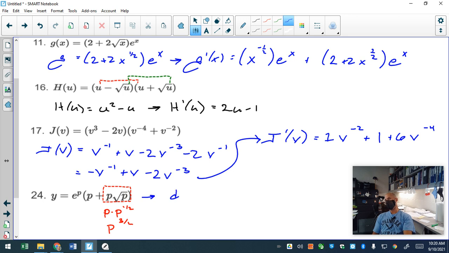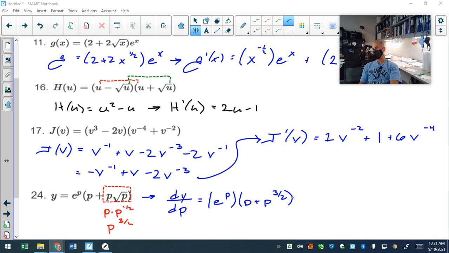My derivative, dy. I'm going to go Leibniz notation here because they have y equals. So I'm going to do dy dp. This is a function of p, not a function of x. So don't write dy dx. This is the derivative of y with respect to p would be, and then my product rule, we're going to do the derivative of e to the p, which is e to the p. Leave the second one alone, so that'll be p plus p to the 3/2.